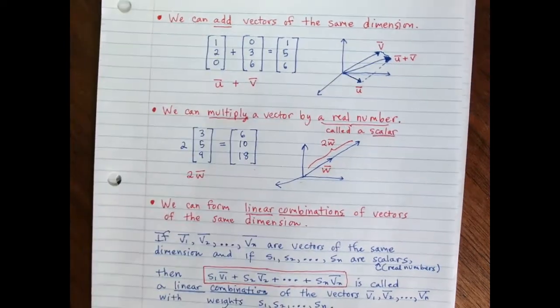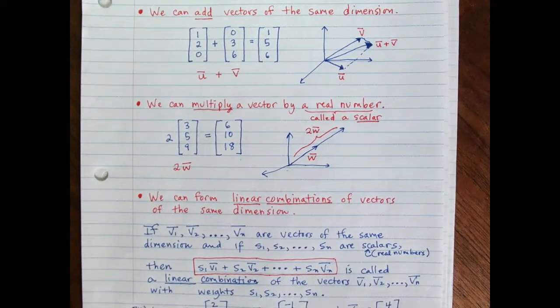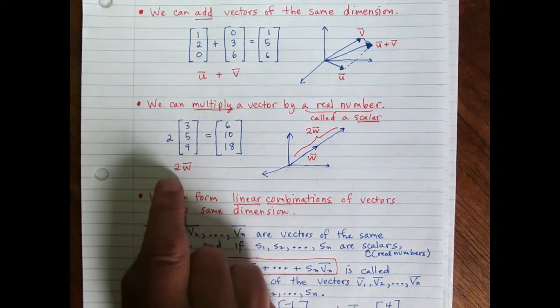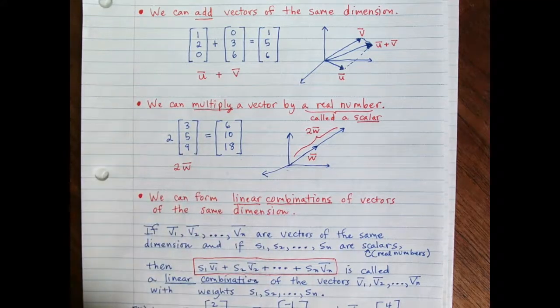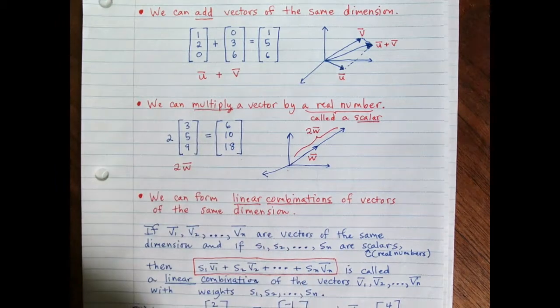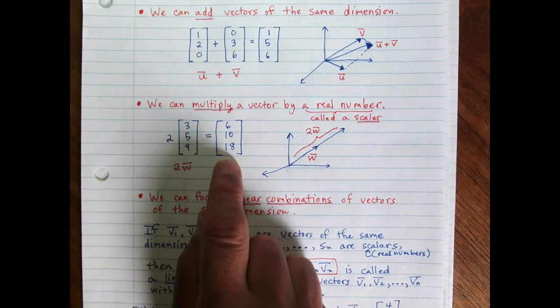We can also multiply a vector by a real number called a scalar. So here's 2 times the vector w, which is 3, 5, 9. When you multiply by a scalar, each component gets multiplied by the scalar. So the 2w becomes 6, 10, 18.